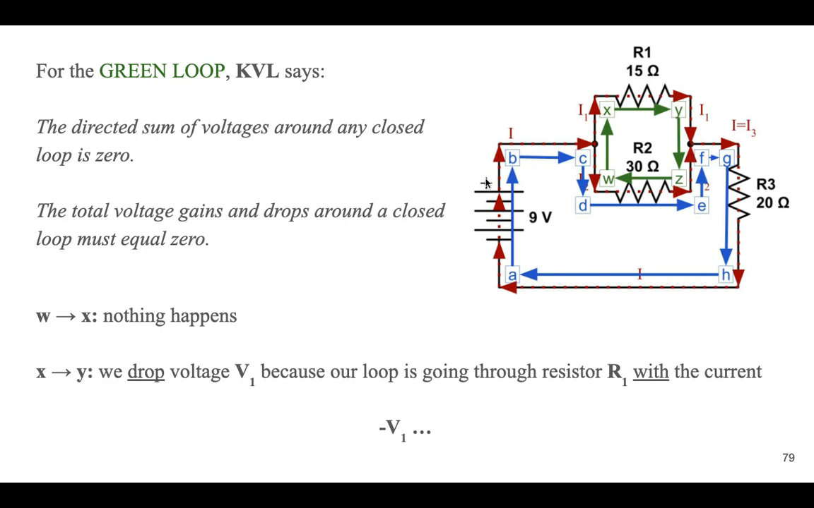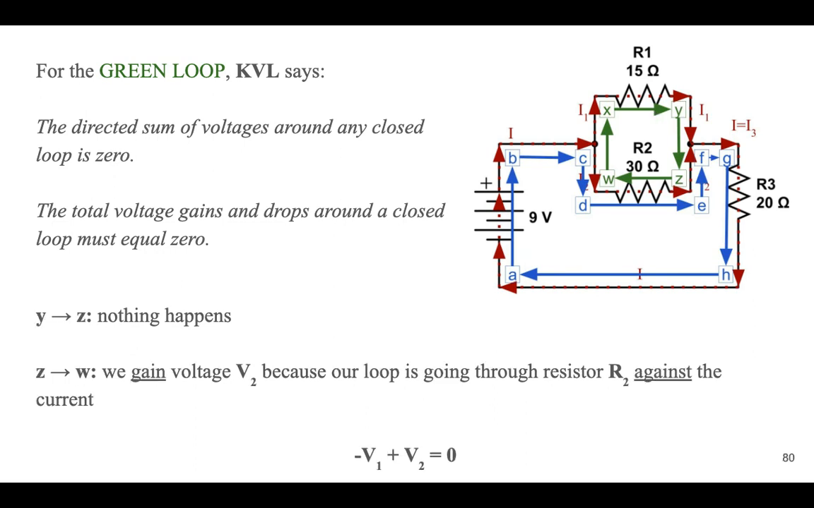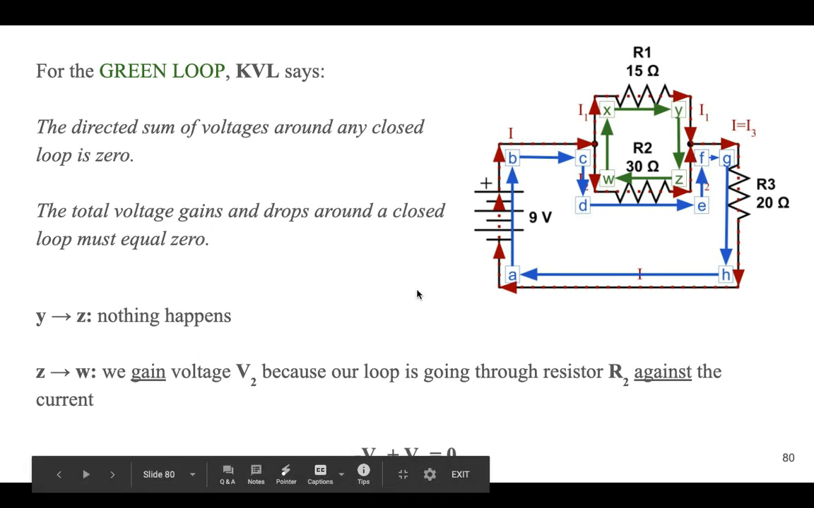Now doing the green loop. Start at the lower left and then go clockwise. Going from W to X, nothing happens. We're just going along this wire. And then we're going to go to R1. Going from X to Y, we're going with the current, so this is going to be a drop. If you go through a resistor with the current, you have a drop. Y to Z, nothing happens. That's just wire. And then going from Z back to W, we're going against the current through a resistor, so that ends up being a gain. So the formula we get from that loop is minus V1 plus V2 equals 0.